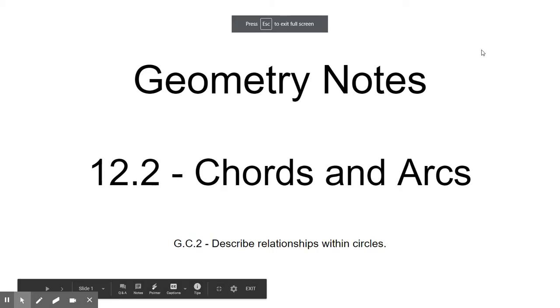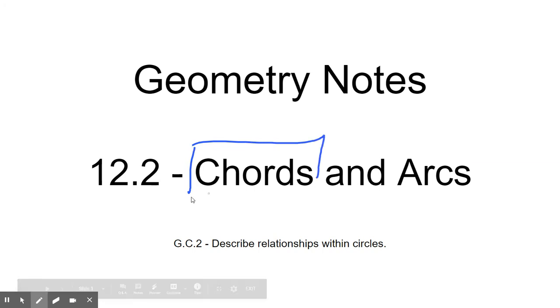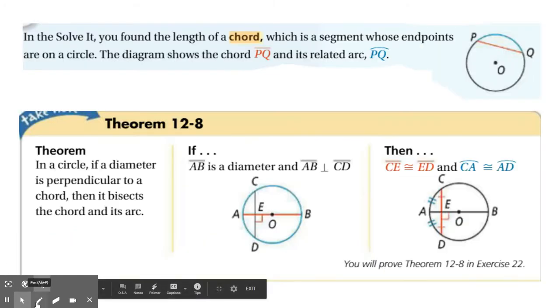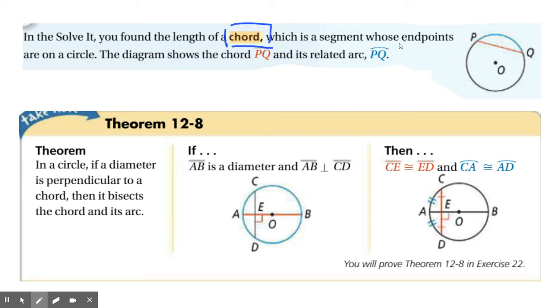All right, 12.2 geometry, chords and arcs. Again, we're going to focus more on these ideas of chords, not so much on the arcs, okay? But that's what the section's called, chords and arcs. A chord is a segment whose endpoints are on the circle.